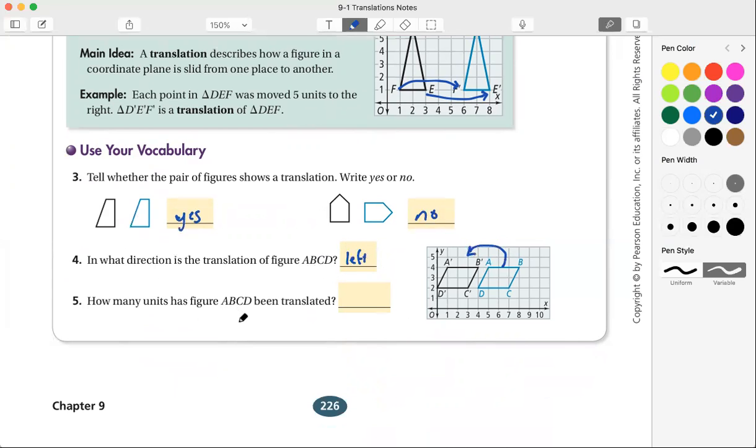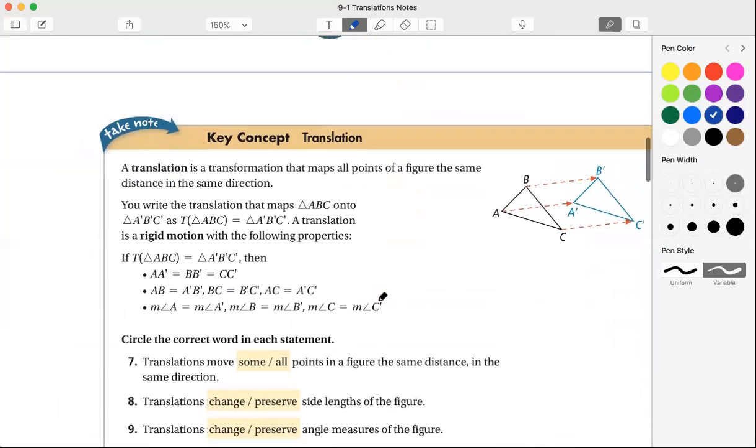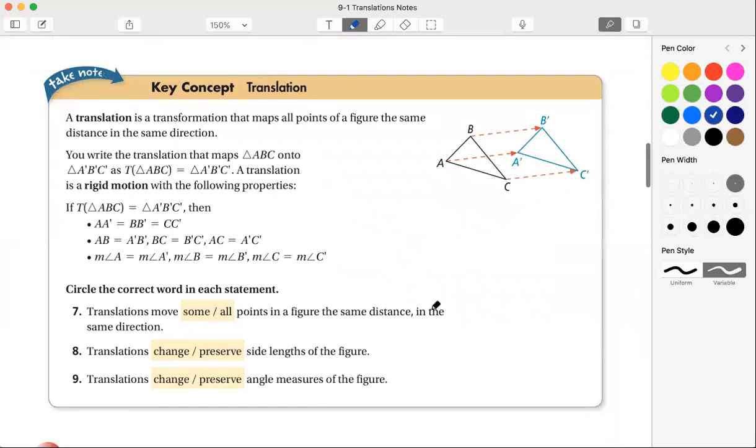How many units has the figure ABC been translated? Well, if I count, it was moved over 4 units. All right, so a translation is a transformation that maps all points in a figure the same distance in the same direction. You can write a translation that maps triangle ABC onto triangle A prime, B prime, C prime as T of triangle ABC equals triangle A prime, B prime, C prime.